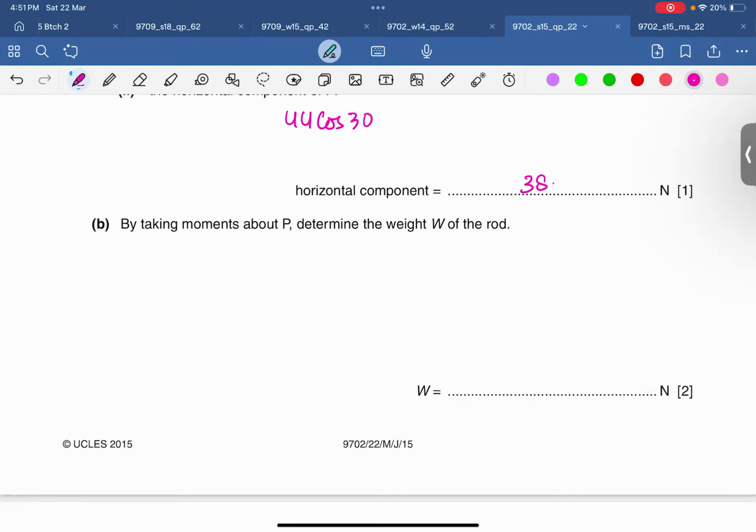By taking moments about P, determine the weight W of the rod. अच्छा, now by taking the moment about P means कि ये P आपको pivot बोल दिया उसने, right?